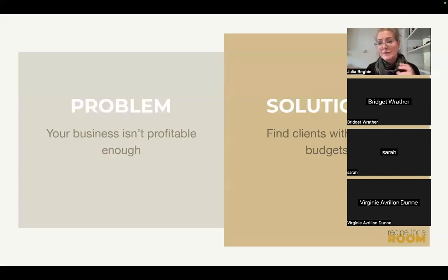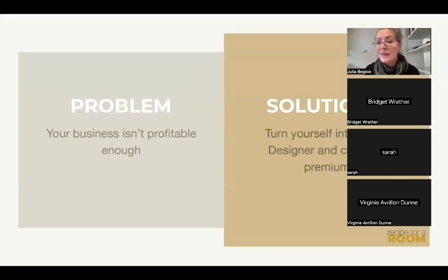Another solution, I know sounds very simplistic, but there are things that we can do to try to push our businesses in the right direction. Find clients who've got bigger budgets. If ultimately we're all working effectively for a sort of percentage of the contract, then we'll make more money if we can big up the size of the contract to begin with.